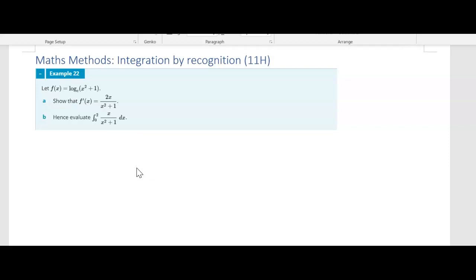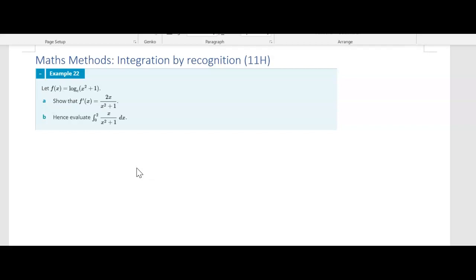Hi everyone, in this video we're going through integration by recognition. In your textbook it is in 11H, although it's not specifically called integration by recognition, it's just called miscellaneous exercises. So we're going to do two examples today, two from the textbook, and then we're going to have a look at a past VCAA question.